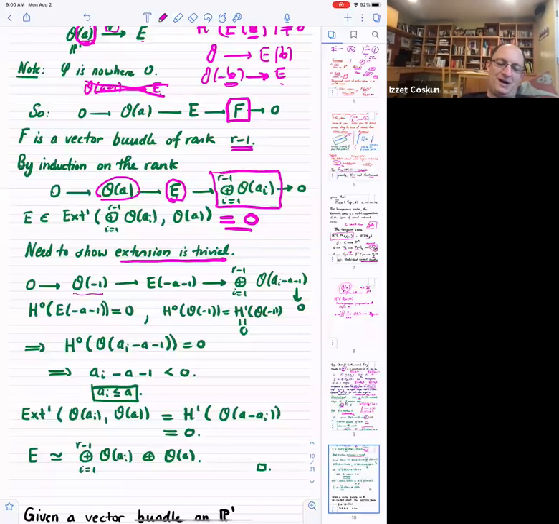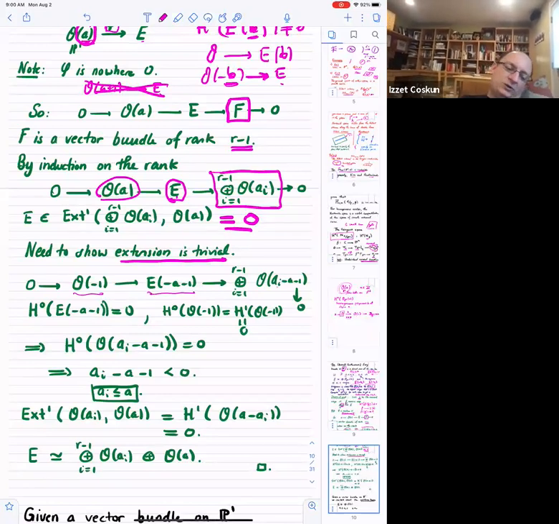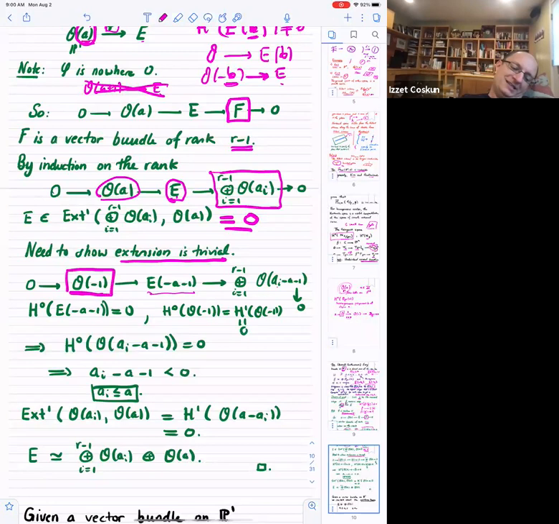So here I have O of minus 1. Here I have E minus A minus 1. And here I have AI's minus A minus 1. Now you see this has no cohomology. No H naught, no H1. No cohomology.